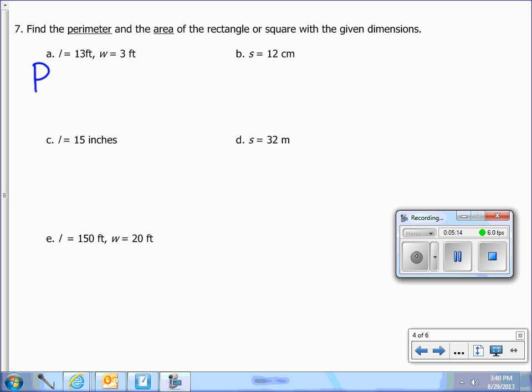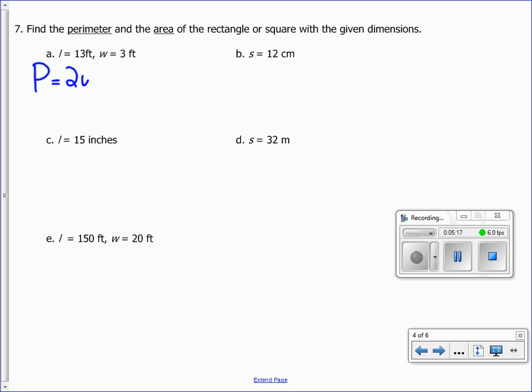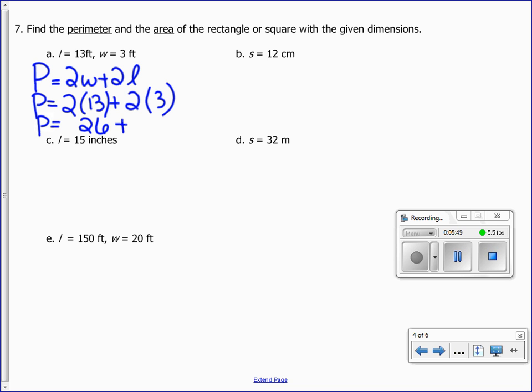We're going to do P is equal to 2W plus 2L. P is equal to 2 times 13 plus 2 times 3. The length is actually 13 feet. The width is actually 3 feet. But when you are adding, it does not matter which order you put them in. So P is equal to 2 times 13, which is 26, plus 2 times 3, which is 6.